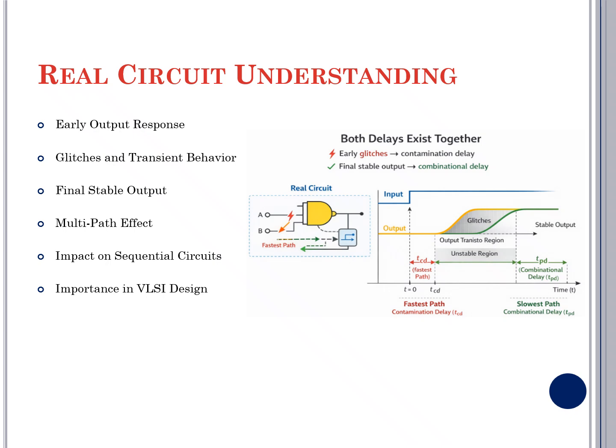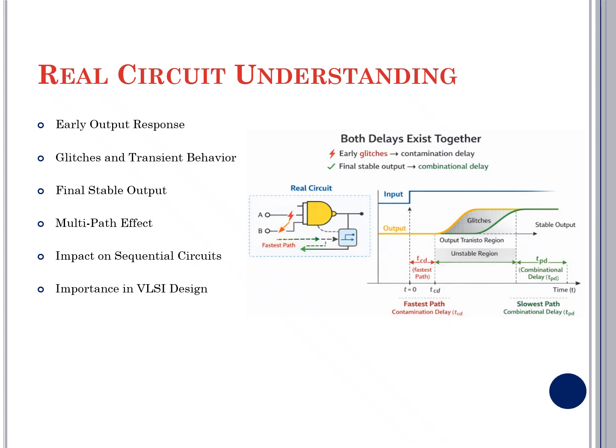But here is something very important. This early output is not always correct because different paths have different delays. The output may temporarily show a wrong value. These temporary changes are called glitches. Glitches happen before the output becomes stable. After some time, all paths settle and the output reaches the correct value. This time is defined by the combinational delay. It represents the slowest path in the circuit.